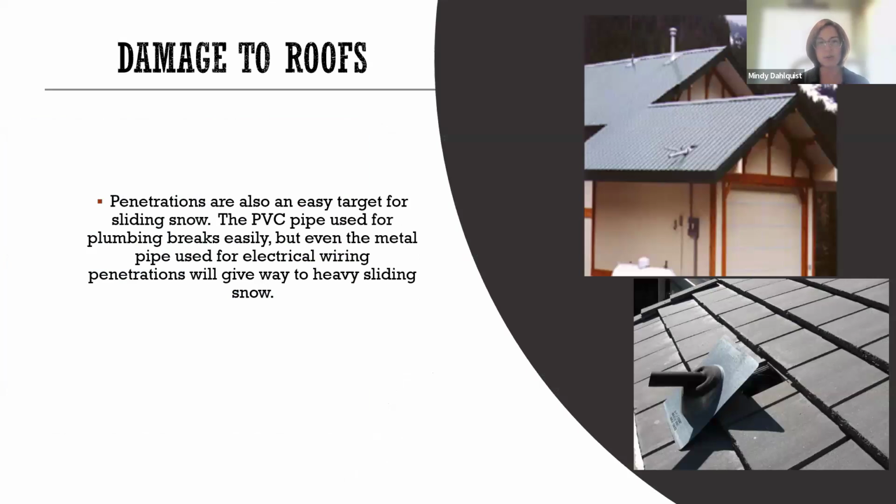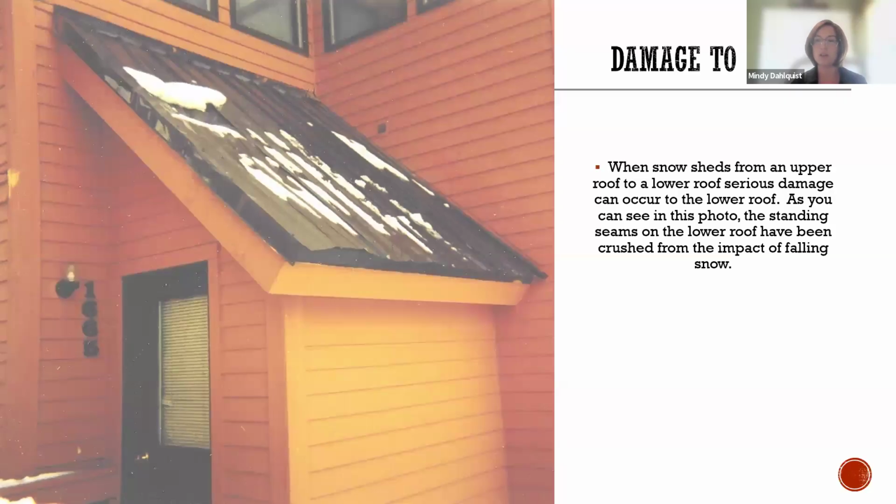Any penetrations on the roof, we're very much aware that these are easy targets for sliding snow and ice. This is why oftentimes things like crickets are installed on the roof. And a lot of times that PVC pipe in the lower picture is actually just sheared right off, but it looks like they maybe forgot to screw that down a little bit. But even the metal pipe that's used for electrical wiring penetrations, that metal conduit up there, can very easily give way to sliding snow and ice. It's forgotten about how much snow can actually be on the roof and how much that snow can weigh quite often. So those penetrations are definitely up there fighting for themselves.